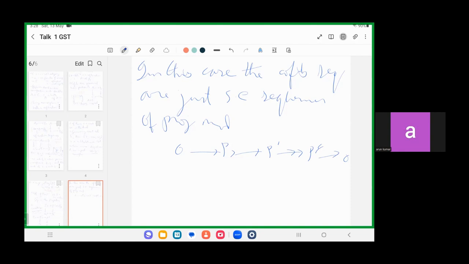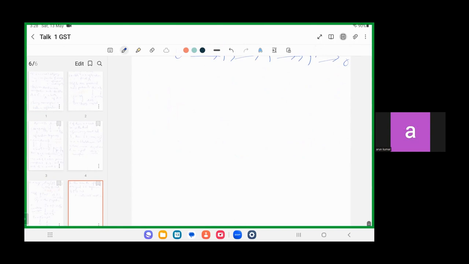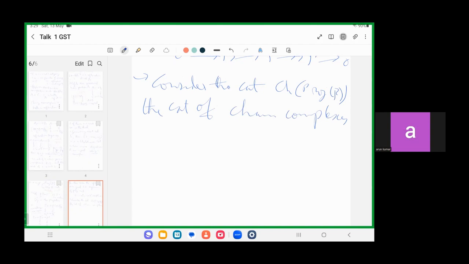Let me give you a tease of an example of Waldhausen categories where the maps are not just isomorphisms but something more interesting. We dealt with the category of projective modules. Now consider the category CH proj R, the category of chain complexes over proj R.